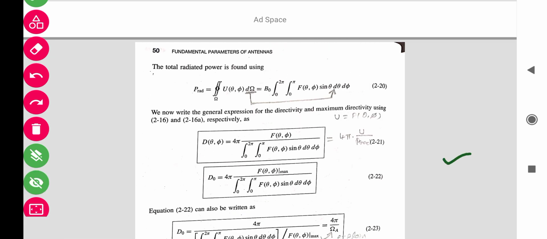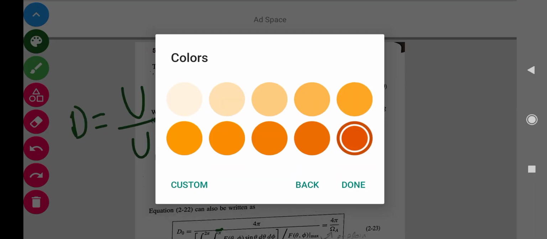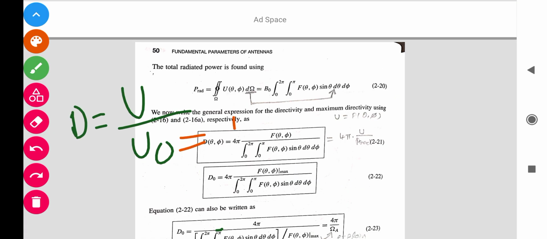Now we'll see the next thing. As we defined, we are doing this to derive the final expression. What is that final expression? Always a suitable format for further applications or further uses. Here we'll see that. Already, D equals U divided by U0. What is the U0 here? U0 is simply nothing but P radiated divided by 4 pi.